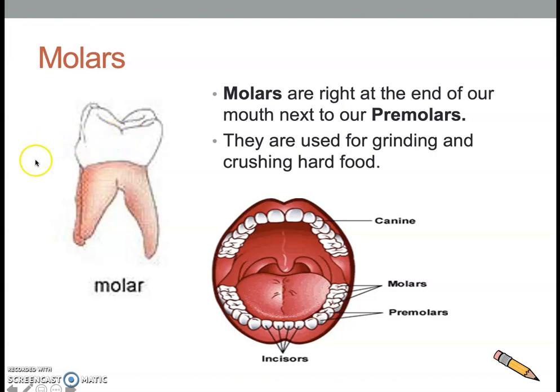Now is another fantastic time for you to pause this video, draw out the diagram on the left hand side, and also write the 2 sentences about the molars. The fact that they're next to our premolars, at the back of our mouths, and that they are used for grinding and crushing hard food.